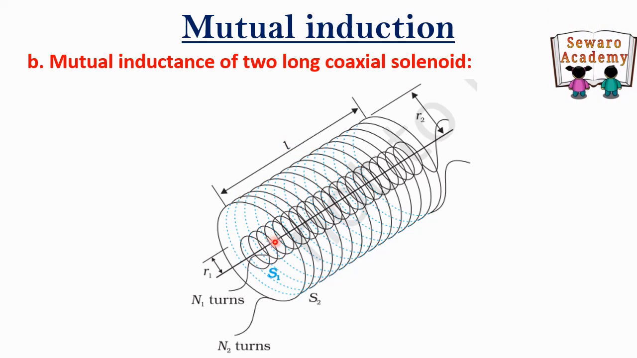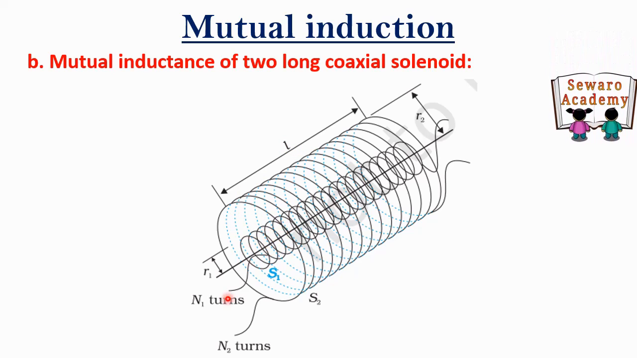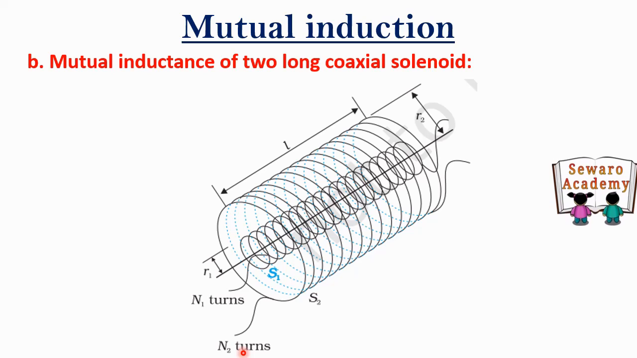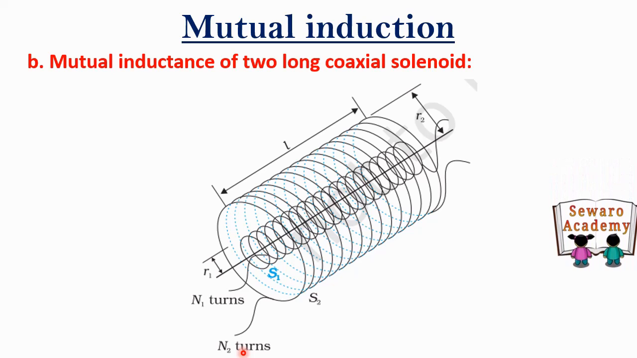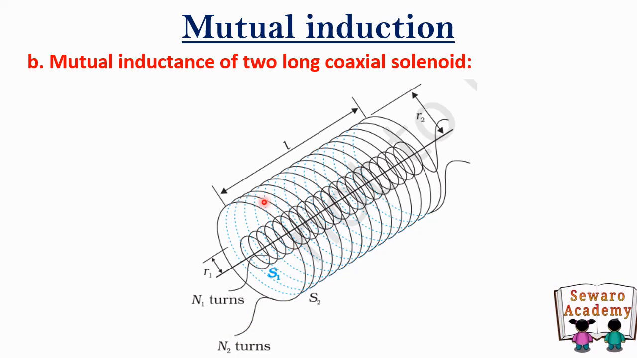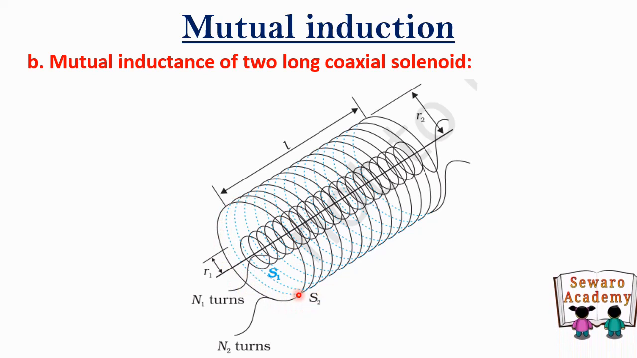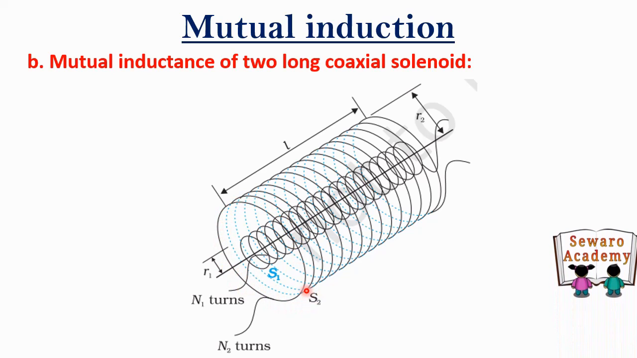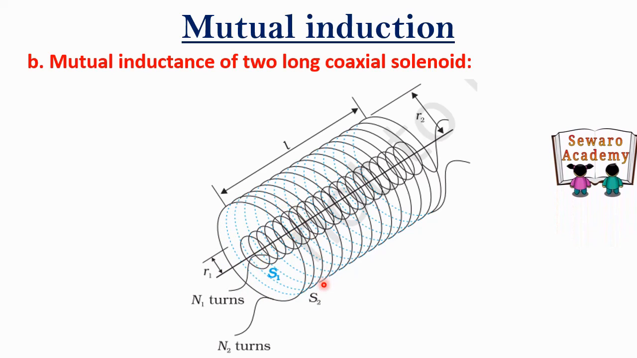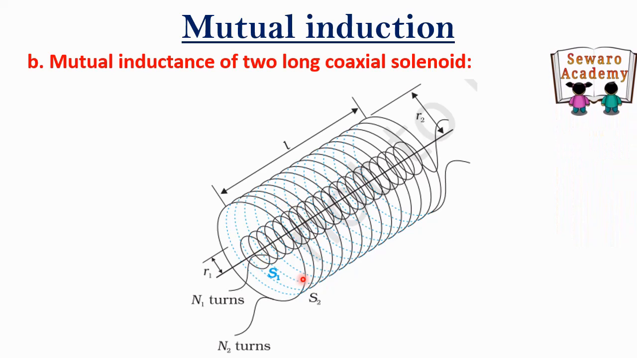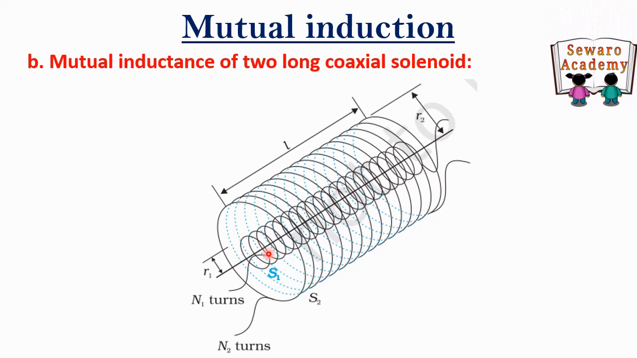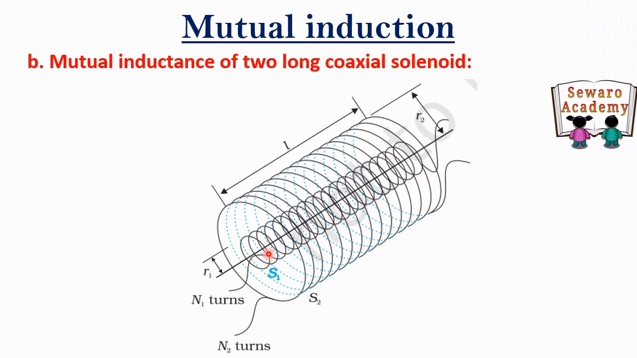The inner solenoid has N1 number of turns, and the outer solenoid has N2 number of turns. What we are going to do here is first pass the current through the outer solenoid. When we pass the current through the outer solenoid, it will produce a magnetic field. The inner solenoid is in the magnetic field produced by the outer solenoid. If there is any change in magnetic flux linked with the solenoid S1, the inner solenoid, then current will be induced in S1.